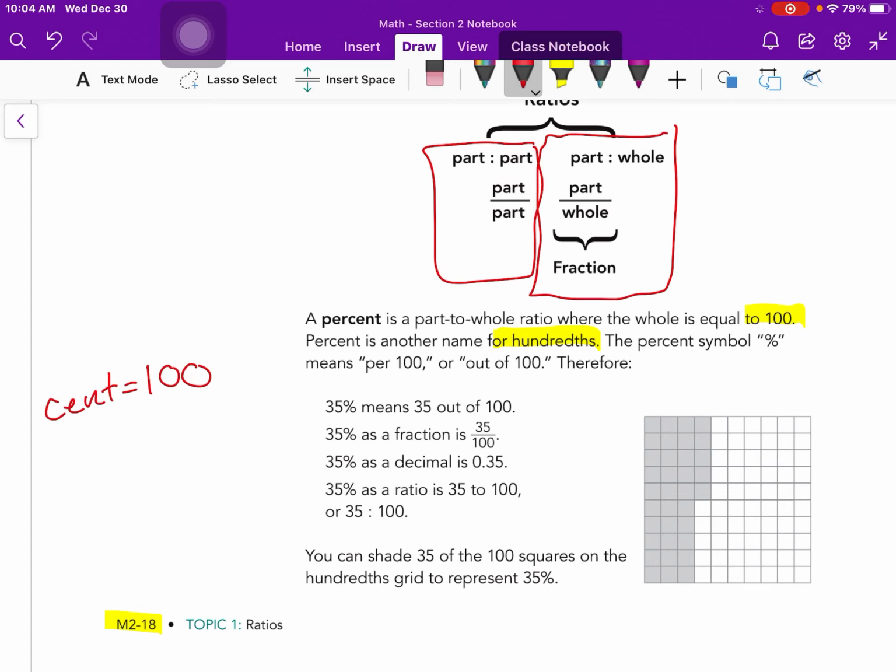Therefore, 35% means 35 out of 100. And so in this grid, there's 100 squares and 35 of them are shaded. So that's where you get the 35%. 35% as a fraction is 35 hundredths. 35% as a decimal is 0.35, pronounced the same. 35% as a ratio is called 35 to 100. You can shade 35 of 100 squares on a hundreds grid to represent 35%.